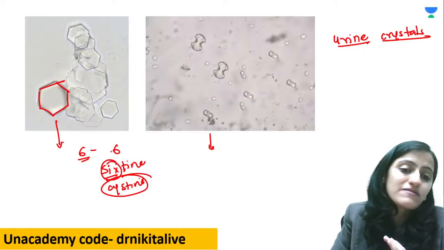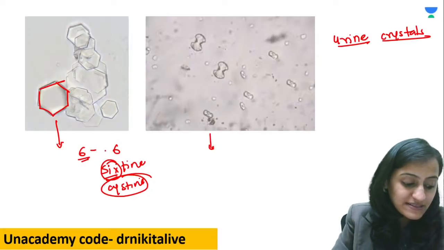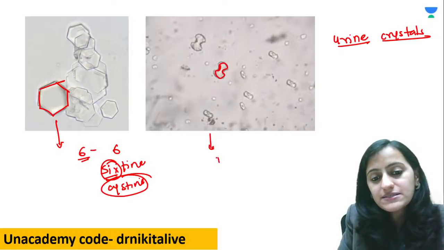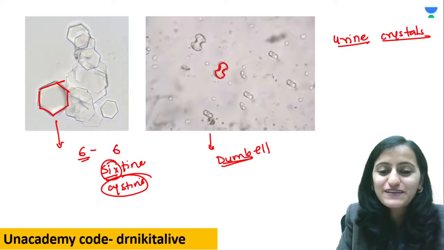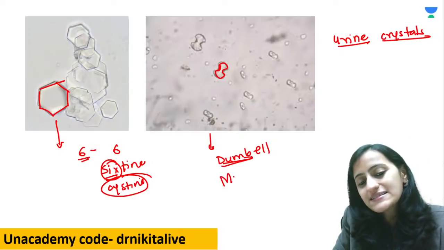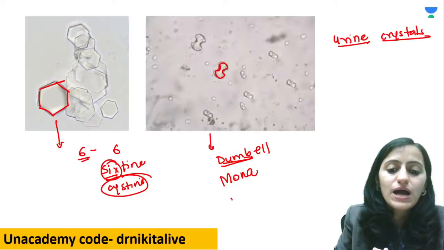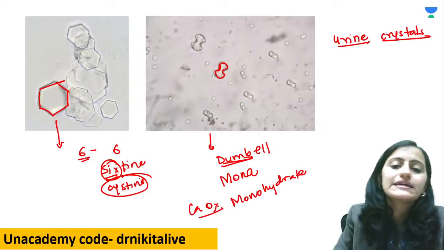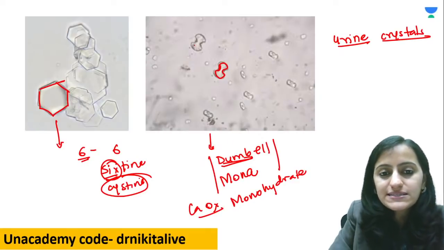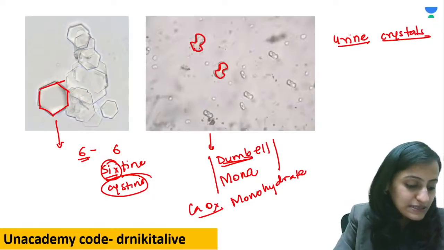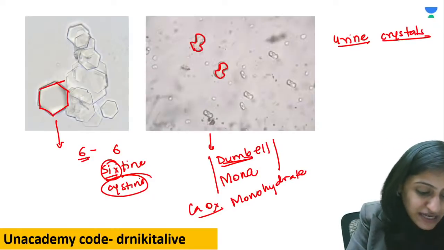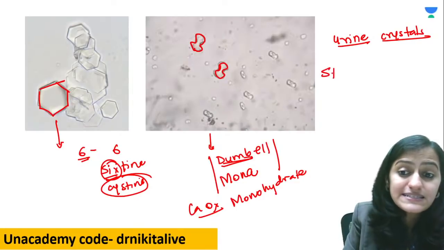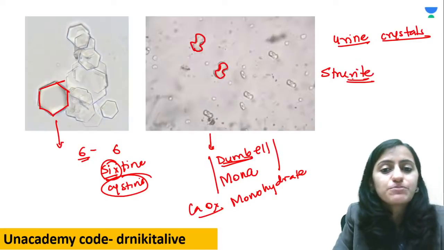A stone which is very, very resistant to lithotripsy. This is not true white, this is cystine. This is the one which is dumbbell shaped. Now, no offense to any Mona here, but we remember this as Mona is dumb. Mona means monohydrate. What monohydrate? Calcium oxalate monohydrate. So remember, Mona is dumb. The dumbbell shape is calcium oxalate monohydrate. And remember that this is not di, this is mono. And what about the true white stone? What is the shape of true white?